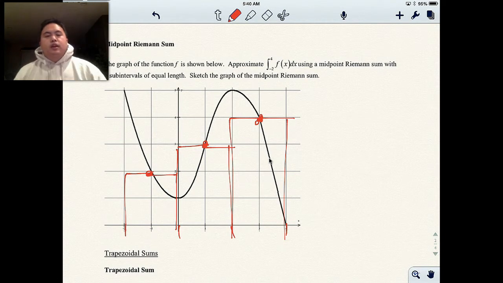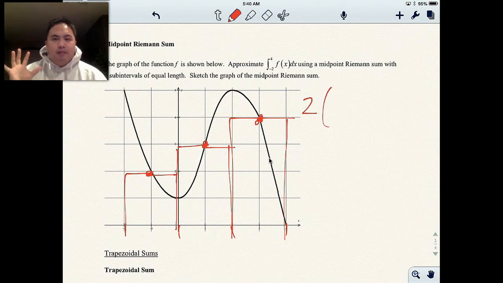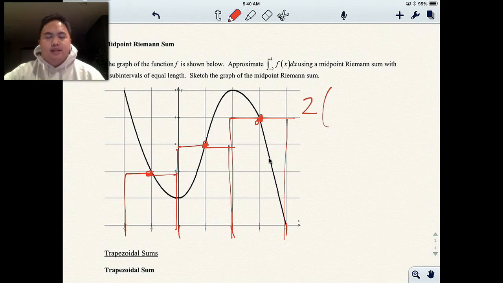Okay. And now I'm going to show you how to do this with the formula way. Remember, I have a base of 2. Okay. And then I'm going to do parentheses, and all I'm going to do is list down all the points that I dotted. So the first time I did right, the last time I did left, and this time I'm just going to write the middle.